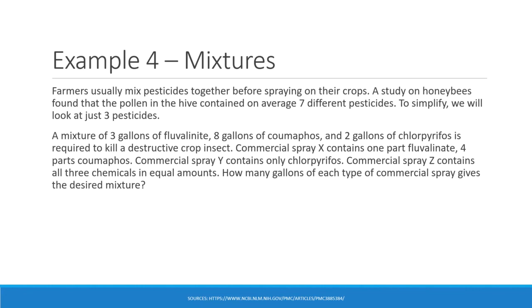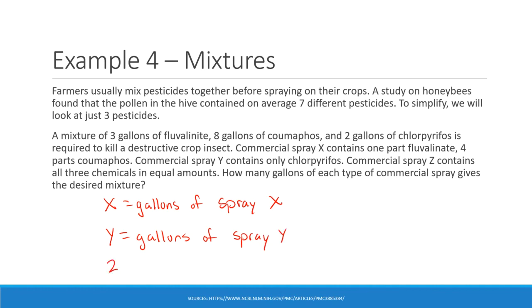Okay, so let's look at what we need to know. We need to know how many gallons of each spray. So we're not looking at the gallons of pesticides, we're looking at gallons of spray. So since these sprays are labeled X, Y, and Z, that would make sense. So our unknowns, X would be gallons of spray X, Y would be gallons of spray Y, and then Z is gallons of spray Z.